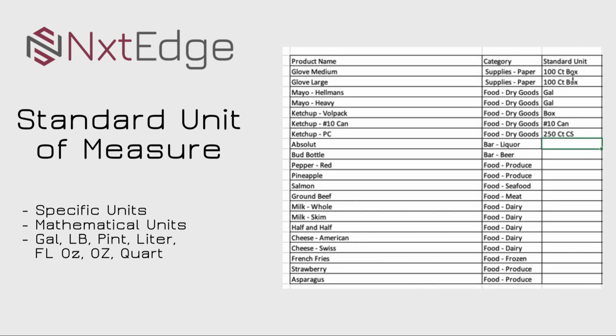The standard unit of measure is the unit that you want to manage this product by. It is recommended to use specific measurements versus generic descriptions like case or each. Whenever possible, the unit should be a mathematic unit like gallon, quart, fluid ounce, pound, liter, 750 milliliter. If the product is managed by the case, then it should say 2000 count case or 50 count. You may also want to manage by the each. Instead of using each, it should say 50 count sleeve or 5 pound bag.